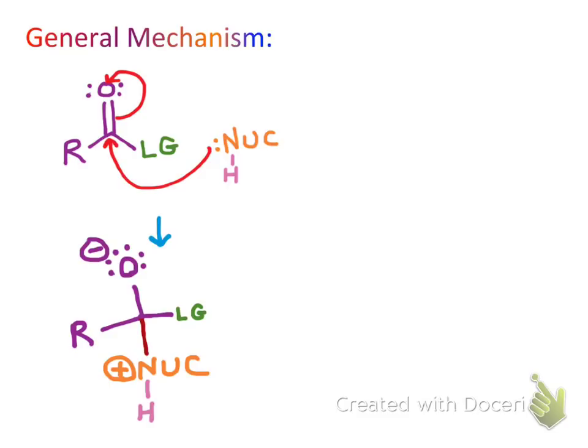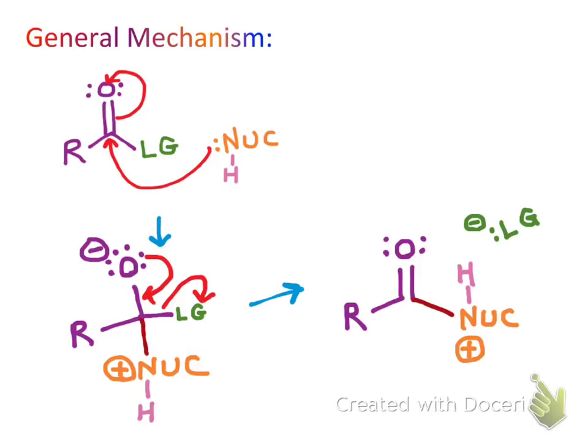And the next step is going to be our pi electrons striking back and reforming the carbonyl, and our leaving group, well, appropriately enough, leaving. So now we've got almost our products. Our leaving group has left. The final step is going to be a proton transfer.